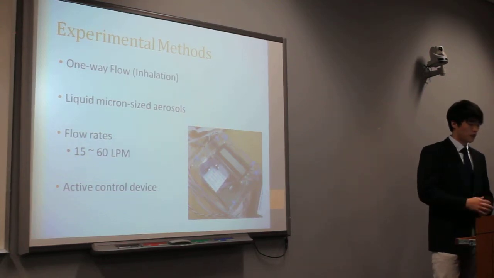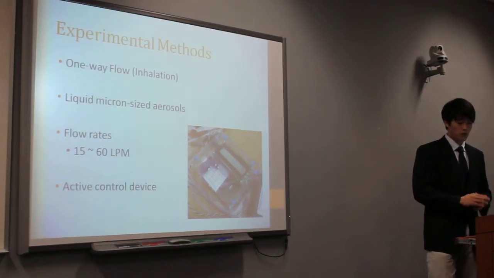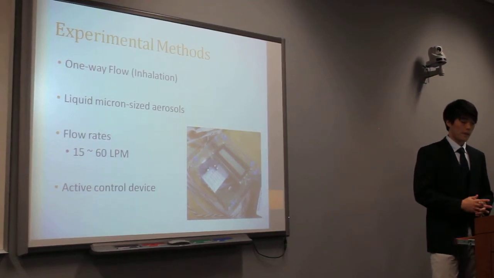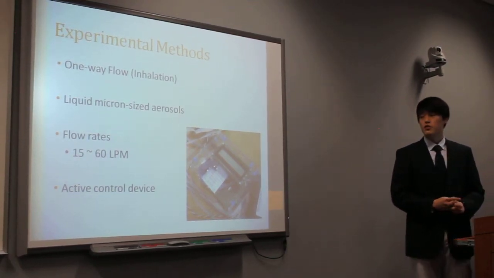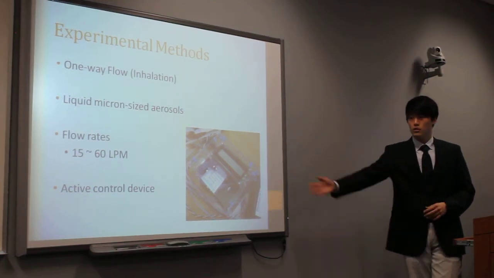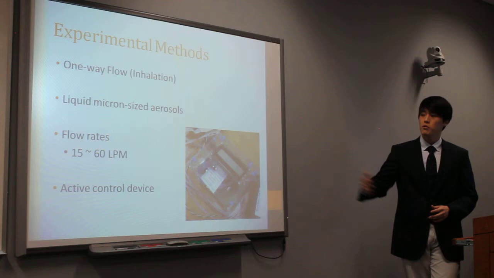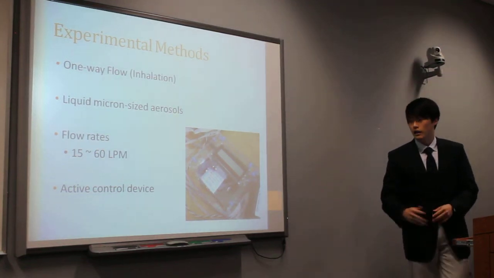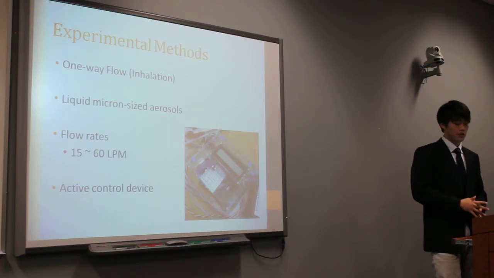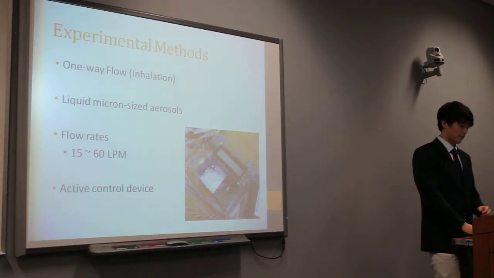And for the wet model, the urethane foam was soaked in DI water to maintain its humidity, and the average temperature at the wall was maintained at 37 degrees Celsius using this active temperature control device. And this device was designed 2 years ago by one of the senior design teams at Mercer.